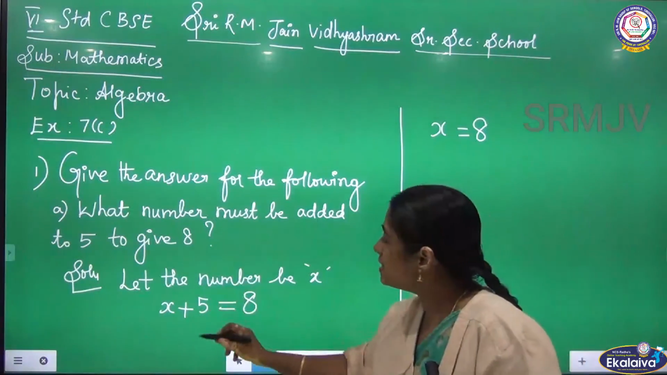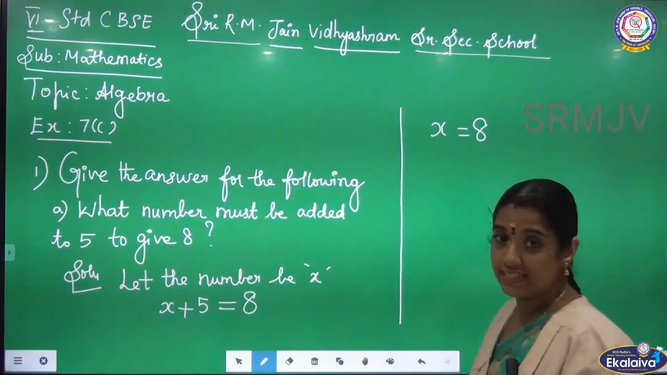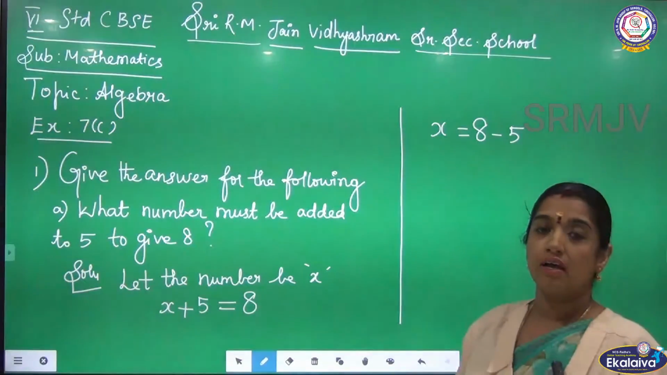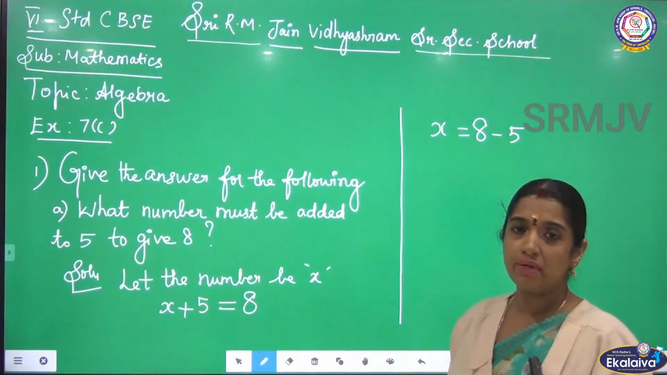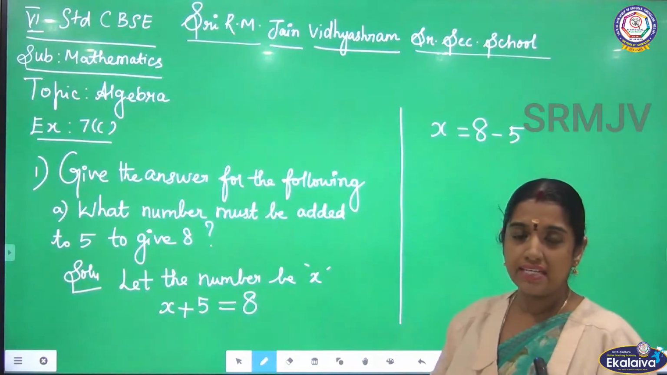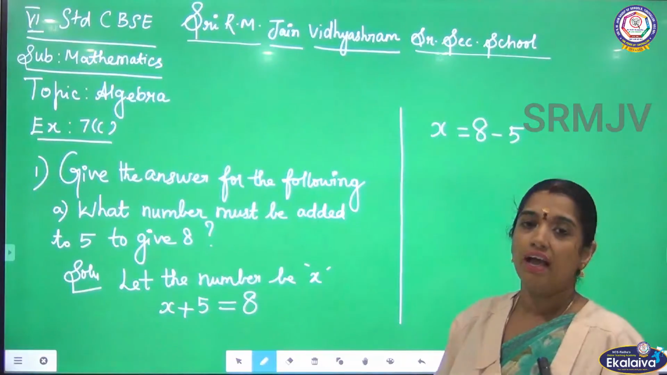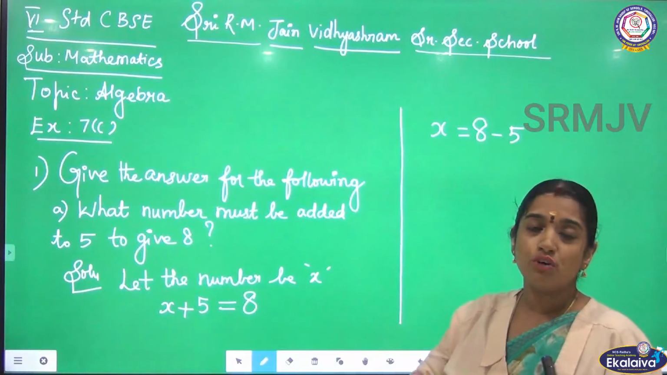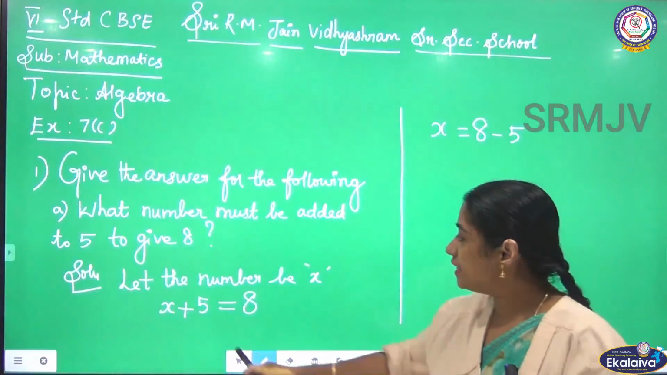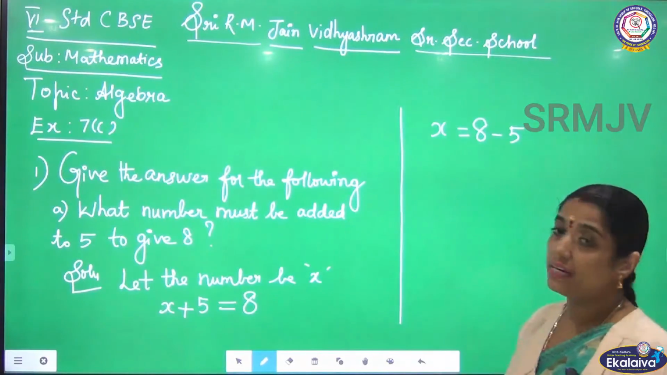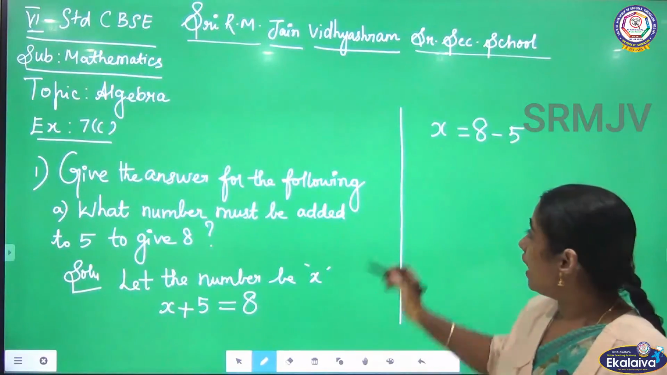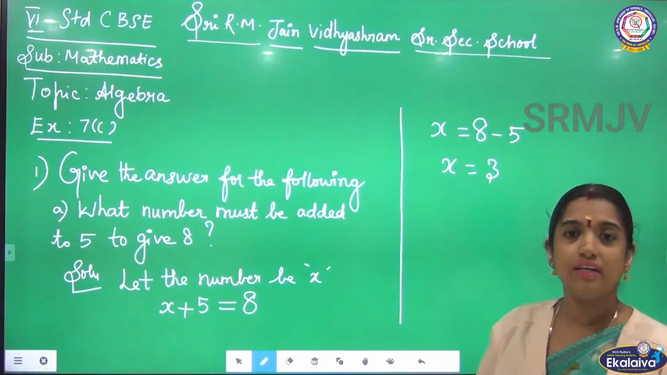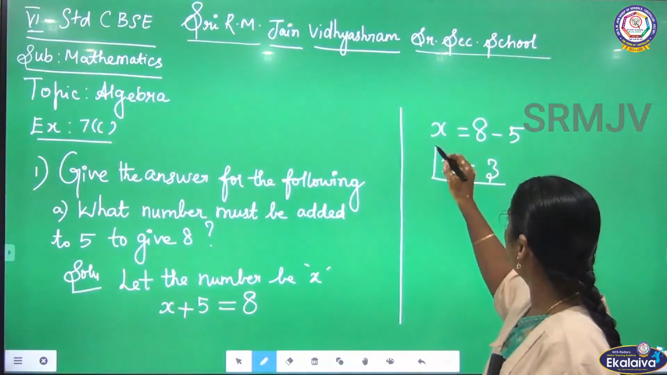8. See this plus 5, when it goes to the right hand side, it becomes minus. The plus becomes minus. Minus, when it goes to the other side of the equal sign, becomes plus. And multiplication, when it goes to the other side, becomes division. And division becomes multiplication. So the signs are changing here. So the plus 5, when it moves to that side, becomes minus 5. So 8 minus 5, what is the answer? x is equal to 3. 8 minus 5 is 3. So x is equal to 3.